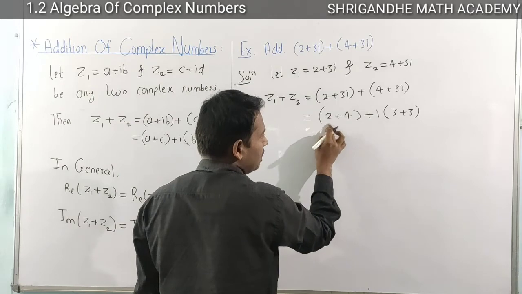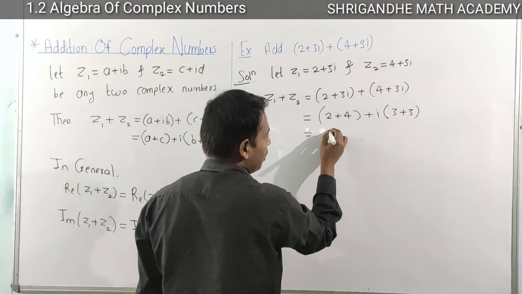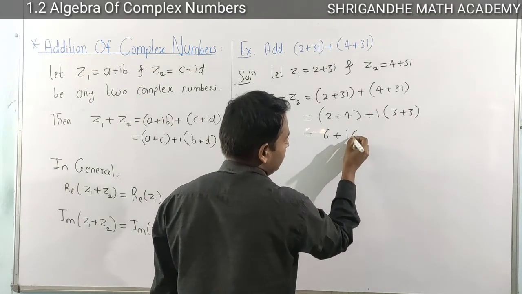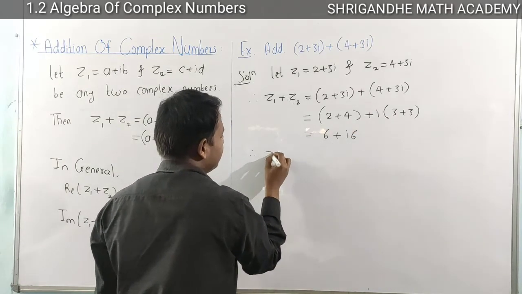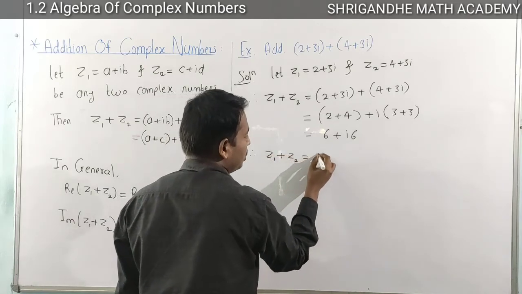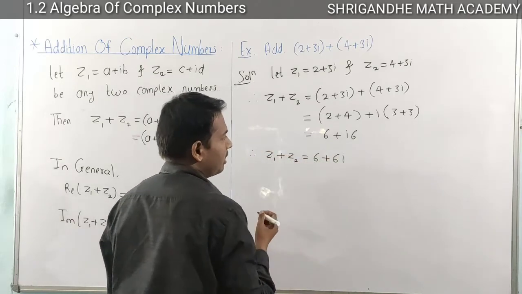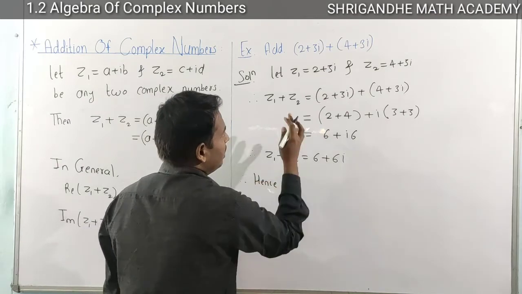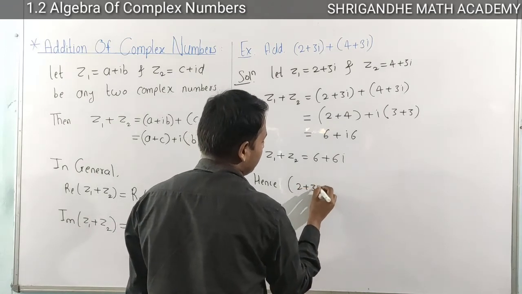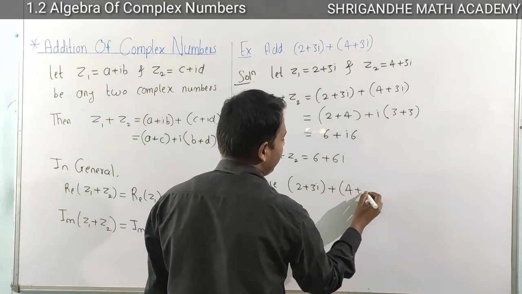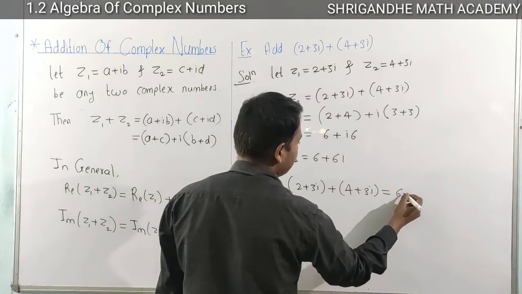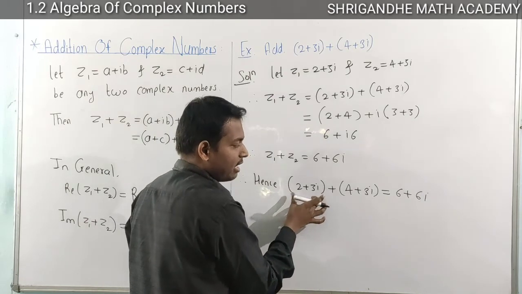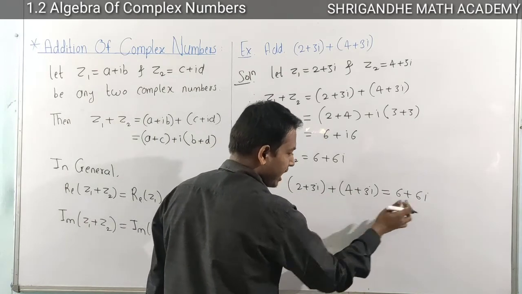Now we add these two numbers. This is equal to 2 plus 4 is equal to 6, plus I into 3 plus 3 is equal to again 6. Therefore we get z1 plus z2 is equal to 6 plus 6i. Hence 2 plus 3i plus 4 plus 3i is equal to 6 plus 6i.